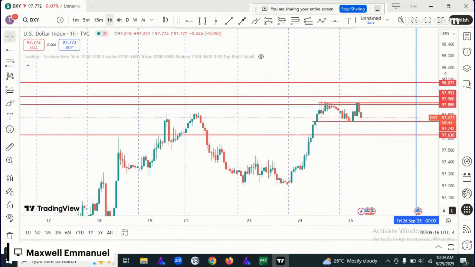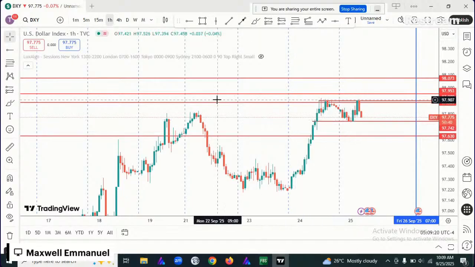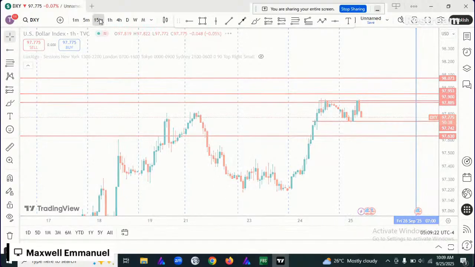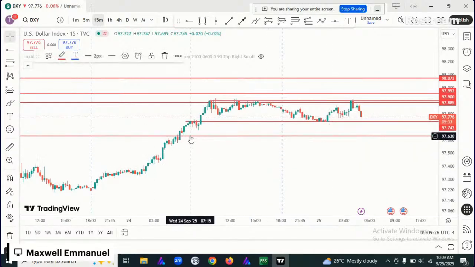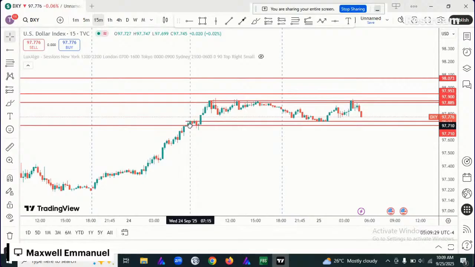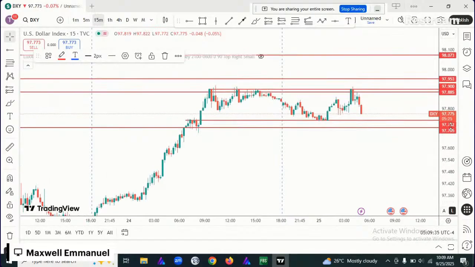If price breaks out from this support, that will be the right time to sell. If a 1 hour or 4 hour candle closes and breaks out from this zone, you could look for sales on DXY. I hope that is clear.